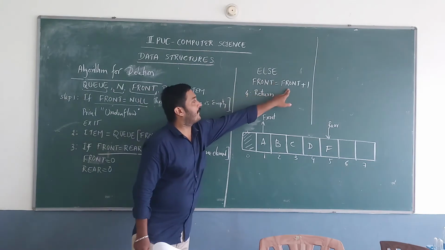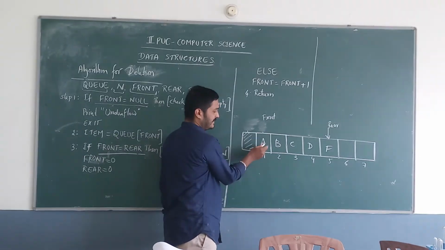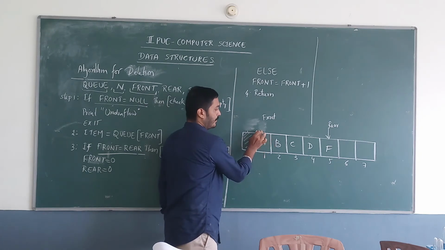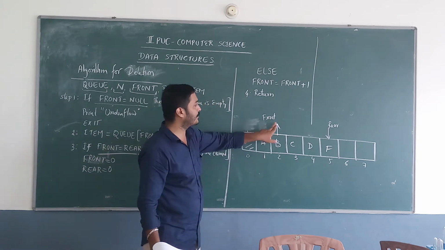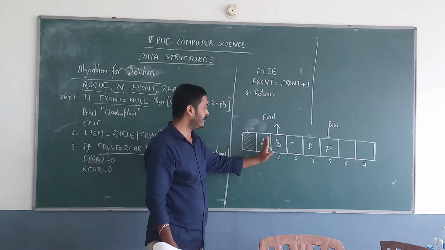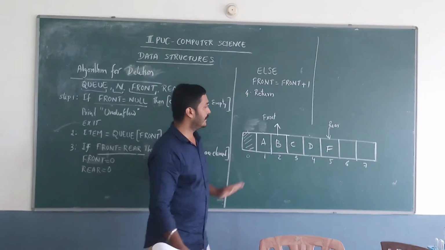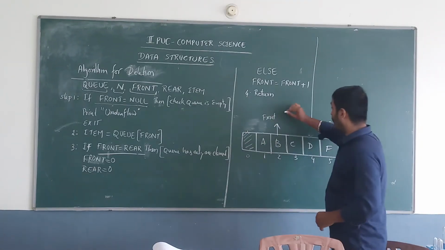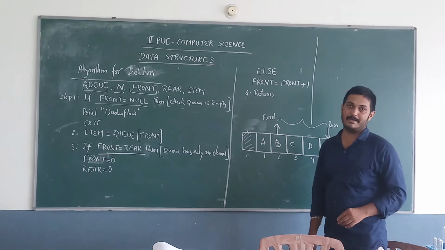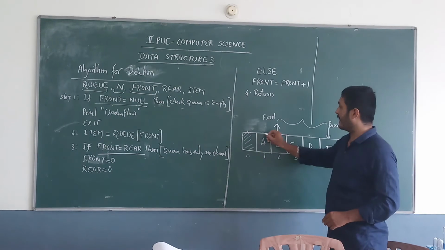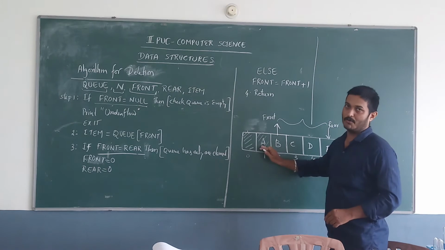So front equal to rear, front equal to 0 and rear equal to 0, else front equal to front plus 1. So what happens if it is not true? We just need to increment the location. Front equal to front plus 1. Now front is pointing to q. Automatically this value a will be ignored. So the values or elements between front and q are treated as q elements, and this particular value a will be ignored.